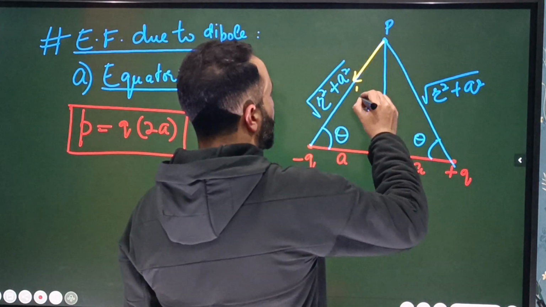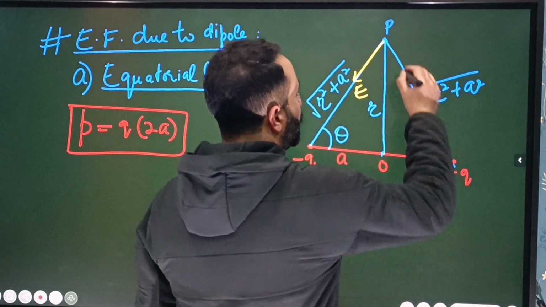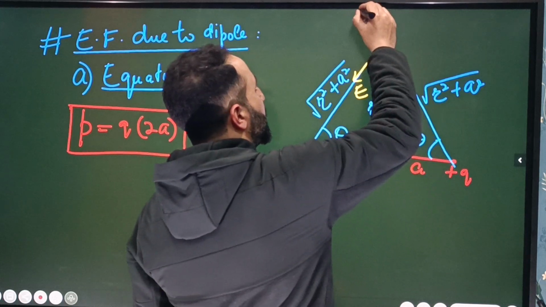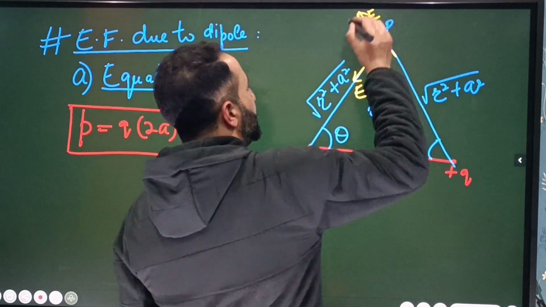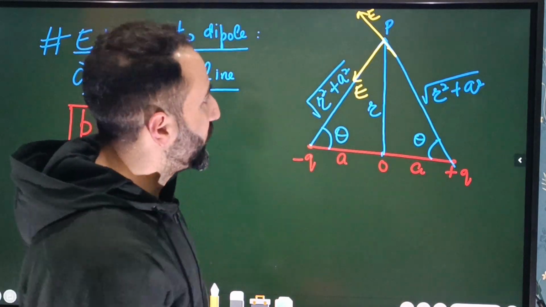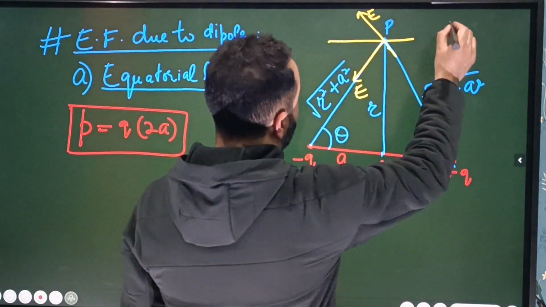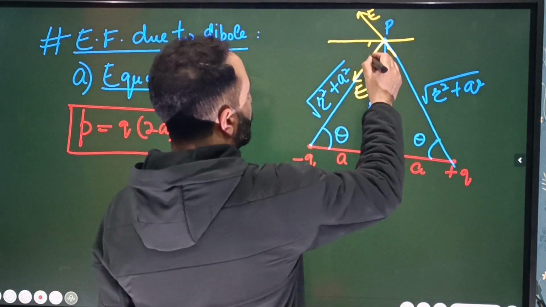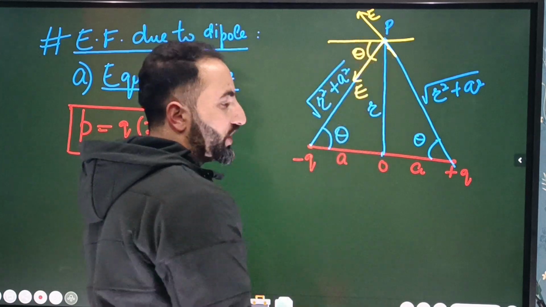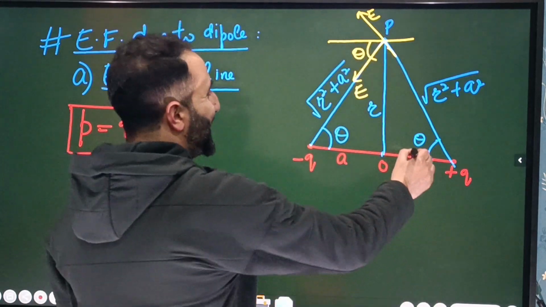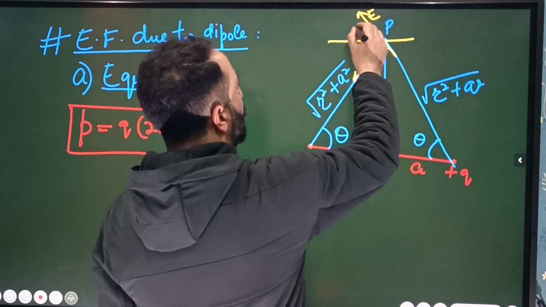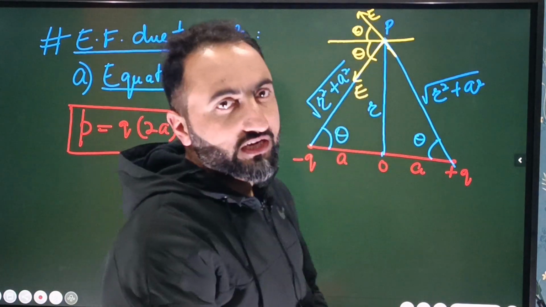So in this direction it will be E, and then because of plus q, it will be along this very direction, and this here plus E. Because of plus q, it will be repulsive in nature. The next thing I will do is this. This angle we have is theta. So this angle will be theta because of alternate angles. This angle is theta, so this is theta because of corresponding angles.